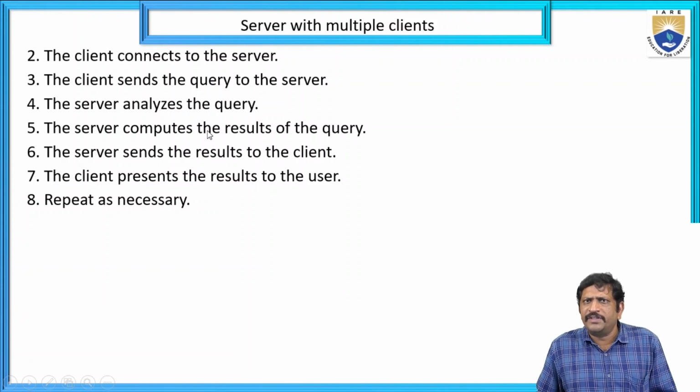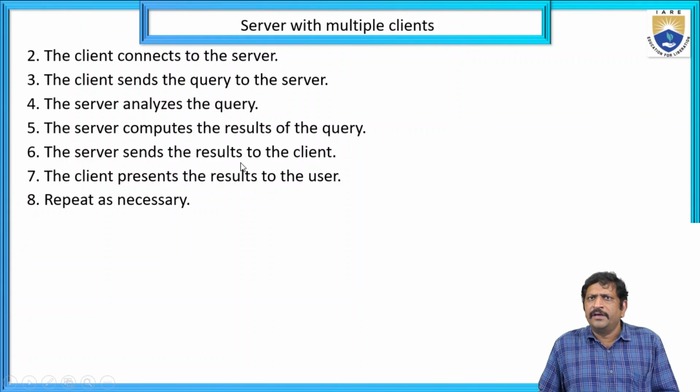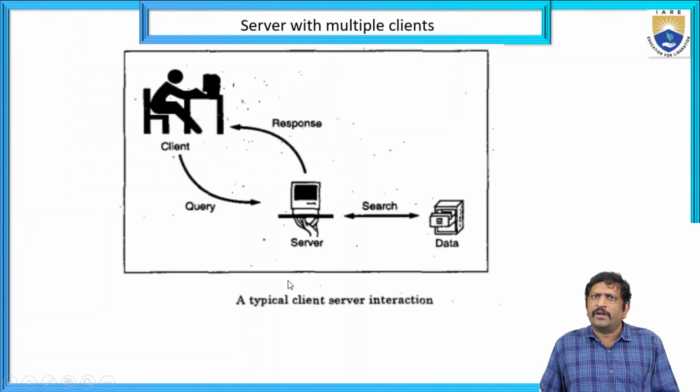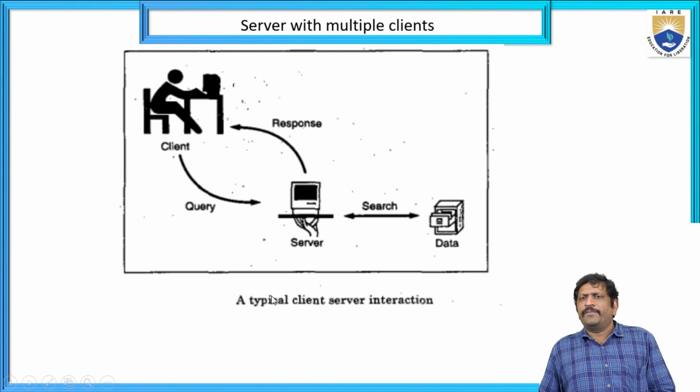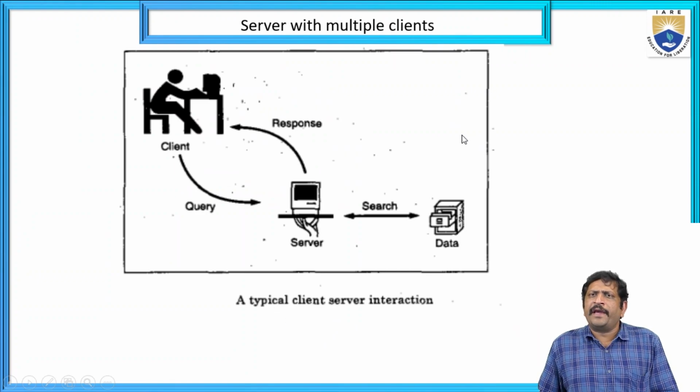The server computes the results of the queries. The server sends the results to the client. The client presents the results to the user. Now this repeats as necessary. If necessary, all these steps can be repeated. And this is the client server interaction.